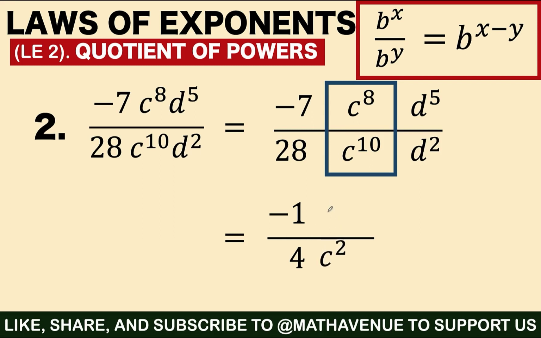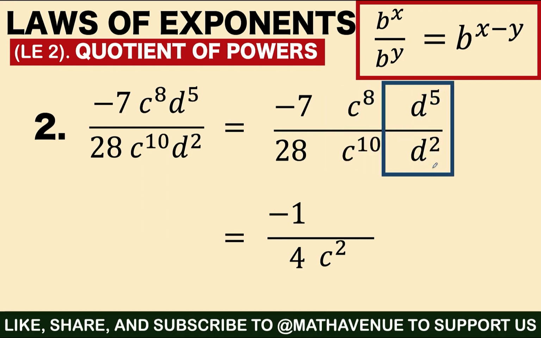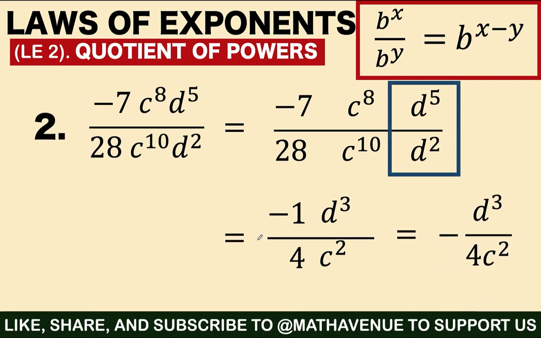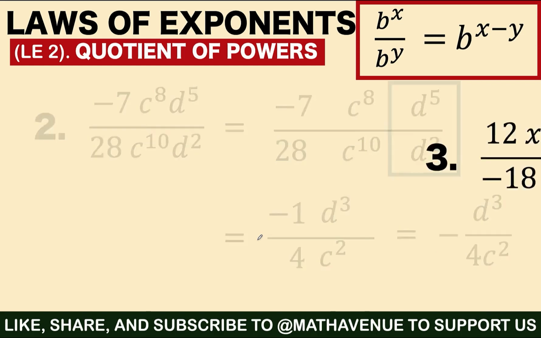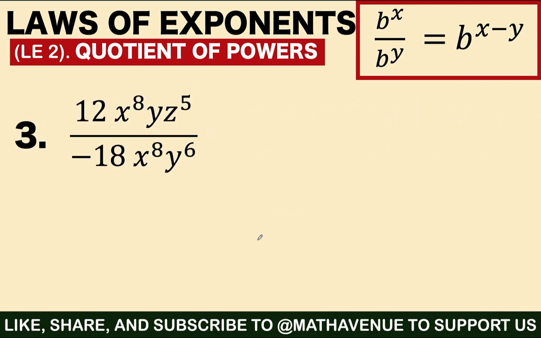We don't have to write the 1 anymore here because 1 times this number is still the same number. Then d to the 5th divided by d squared is equal to d cubed because you have to subtract 5 minus 2 to get the exponent 3. Now when you have a negative 1 here, you can also put the negative sign before the fraction to look like this. And that is now our final answer. Let's go to number 3. 12x to the 8 y z to the 5th divided by negative 18 x to the 8 y to the 6th.